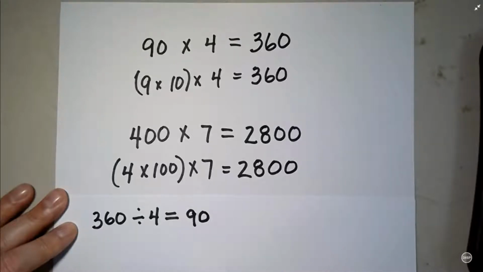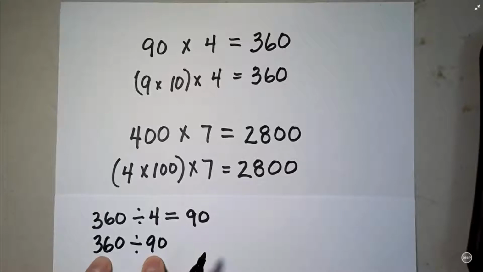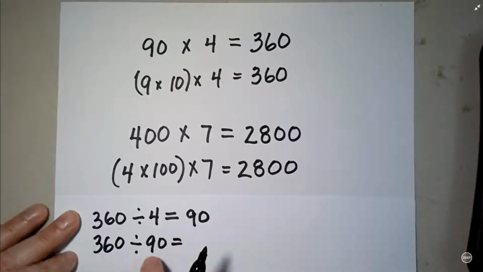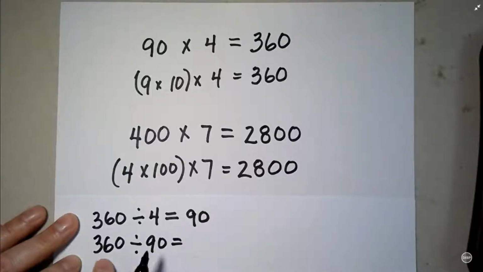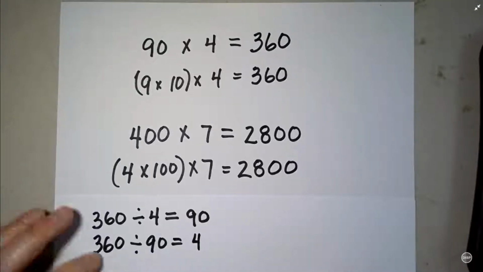Okay, and the inverse is true, or we can flip those two around, and if I divide this one by 90, okay, 9 goes into 36 4 times, 90 goes into 360 4 times. Got that inverse operation.